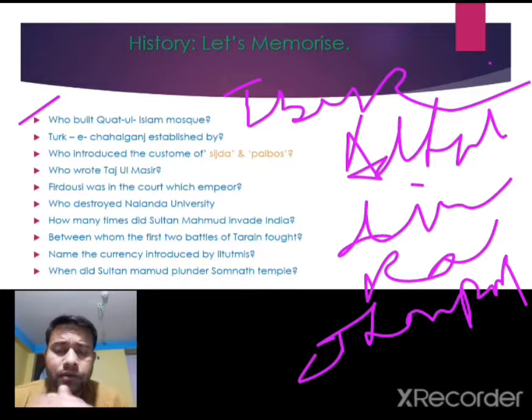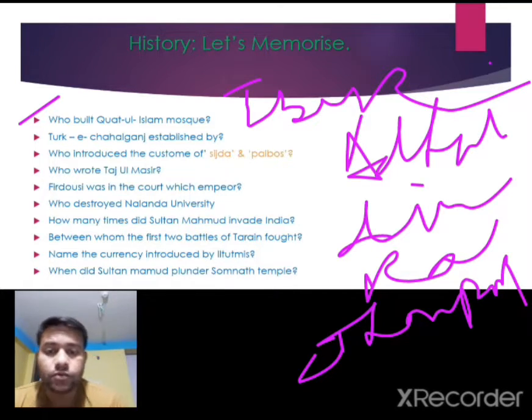One of the important facts is that while playing polo, when he was playing polo, he fell down from the horse and died. This is also an important fact. Another important fact is that he started building the Qutub Minar in the memory of the famous Sufi saint Khwaja Qutubuddin Bakhtiar Kaki. So this is very important to remember.